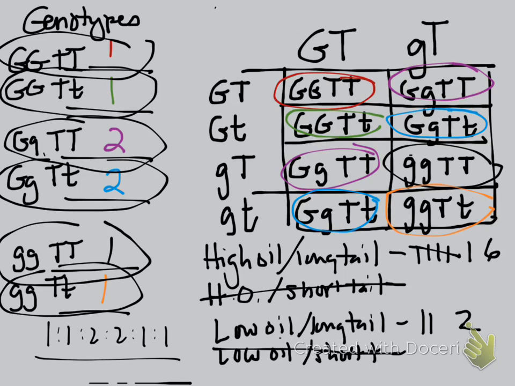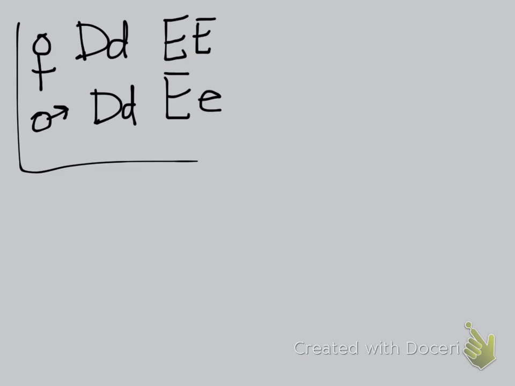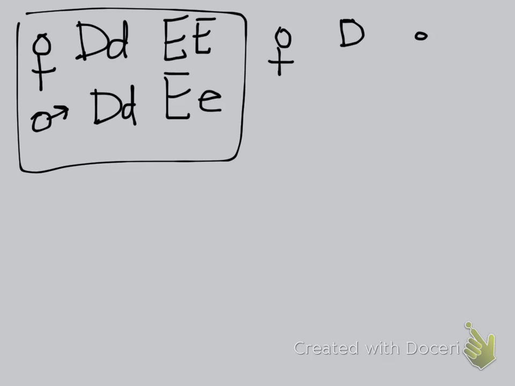Okay, pause. So we've got a mother and a father, maternal and paternal contributions, and the first thing we need to know is what kind of gametes can each of them make. So we'll look at mom's gametes first. Every egg she makes could get a what? Big D or little d.